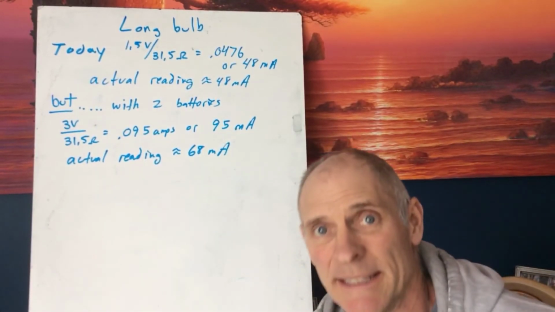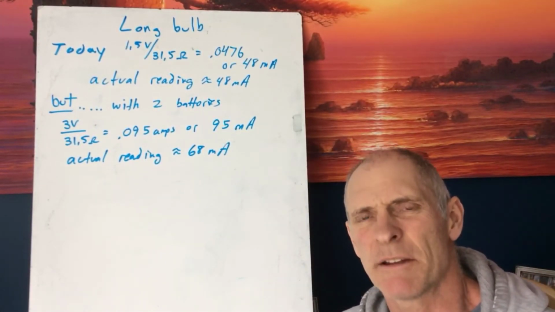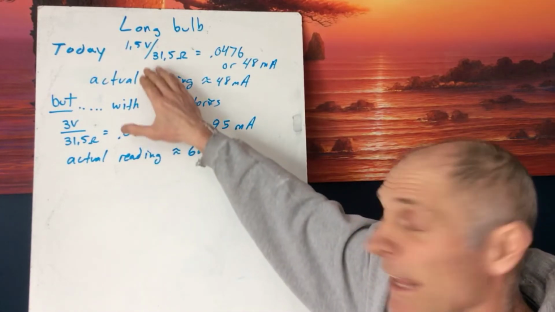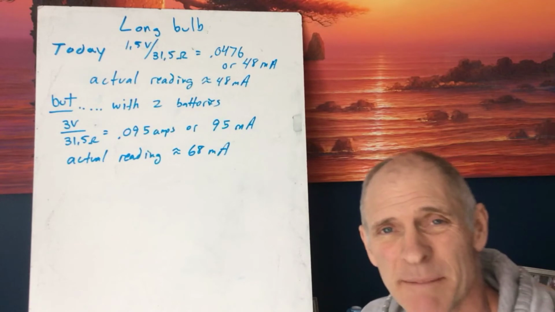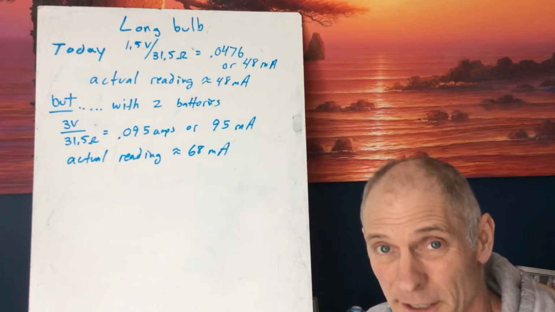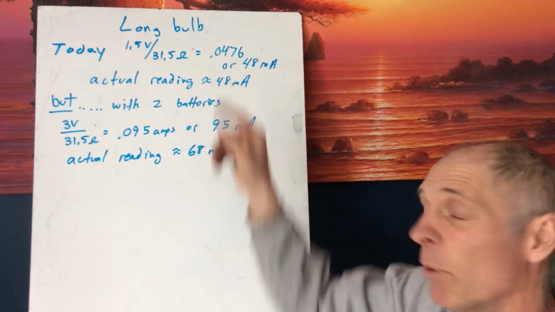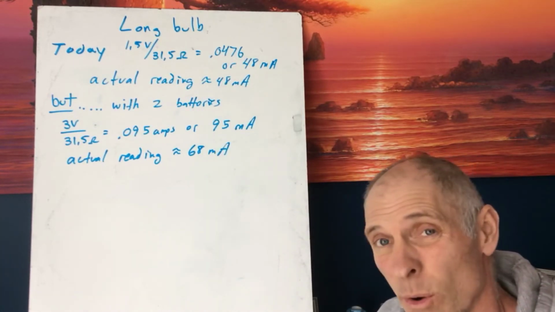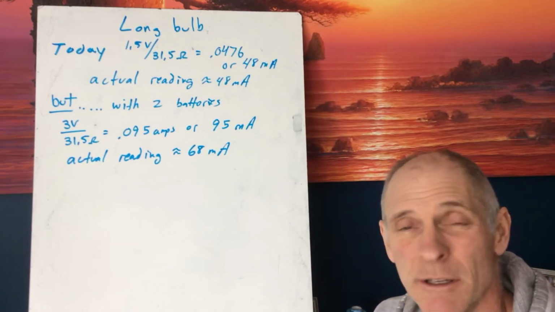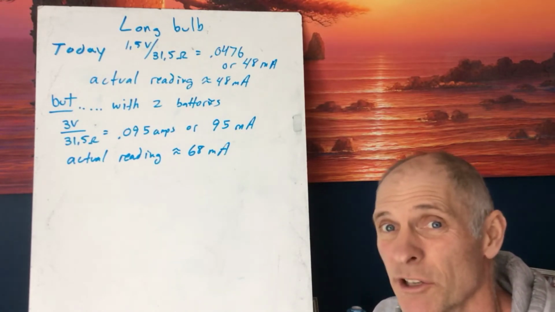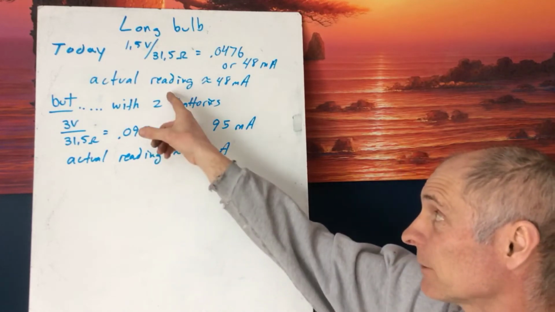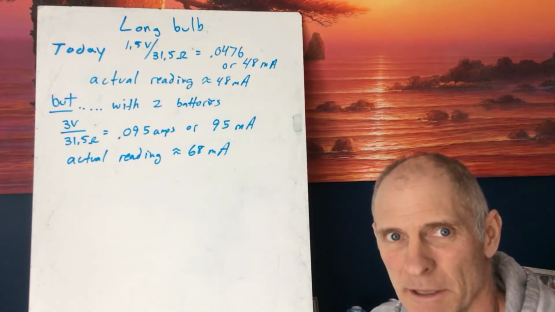Okay guys, we're back again at the magic board. Let's check out our data for the long bulb. Today, we had 1.5 volts divided by the 31.5 ohm that we discovered the long bulb was yesterday. And we got the same data, about 0.0476 amps, or 48 milliamps if you move the decimal place 3 places. 48 milliamps is the current through one of the long bulbs with one battery. The actual reading confirmed that at 48 milliamps.